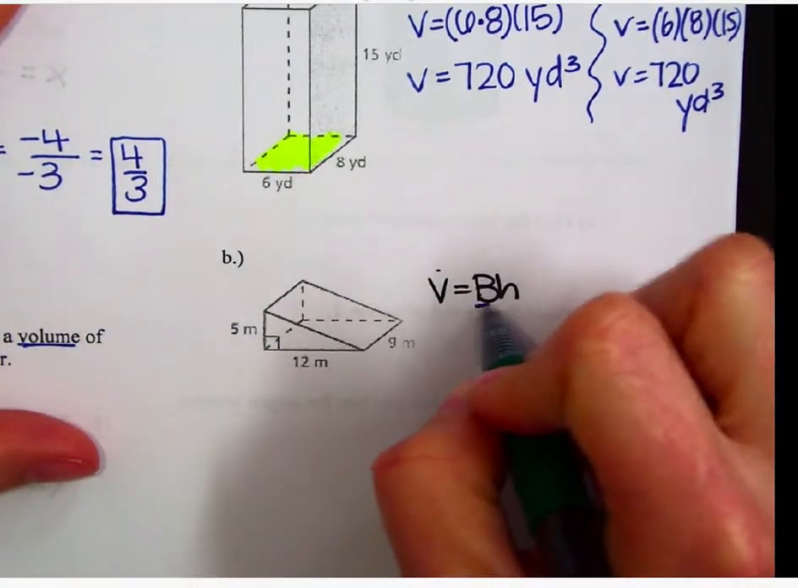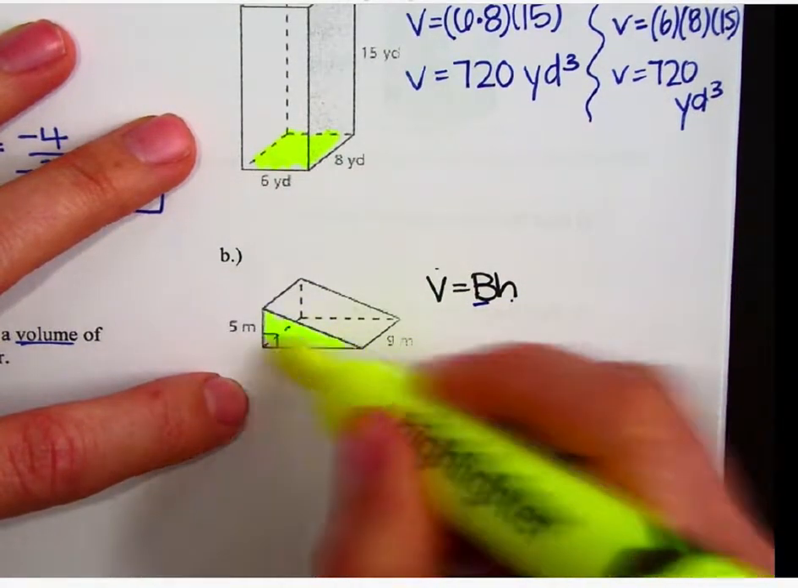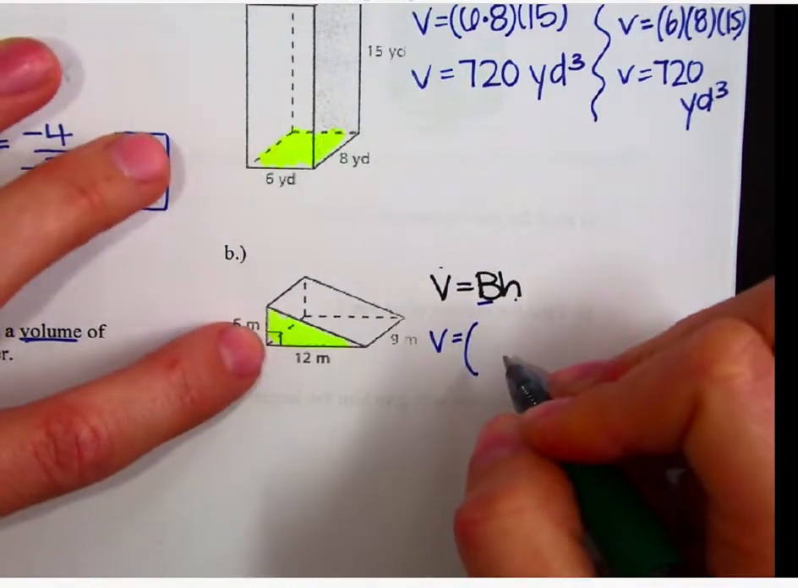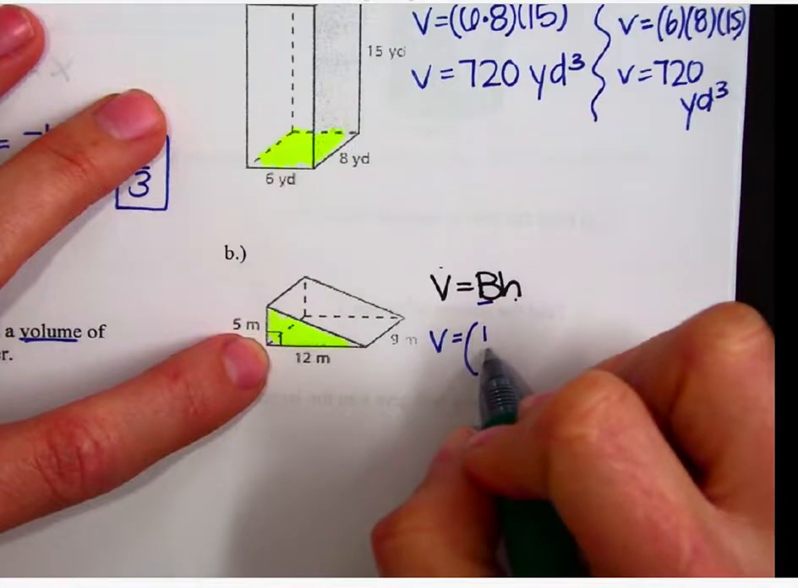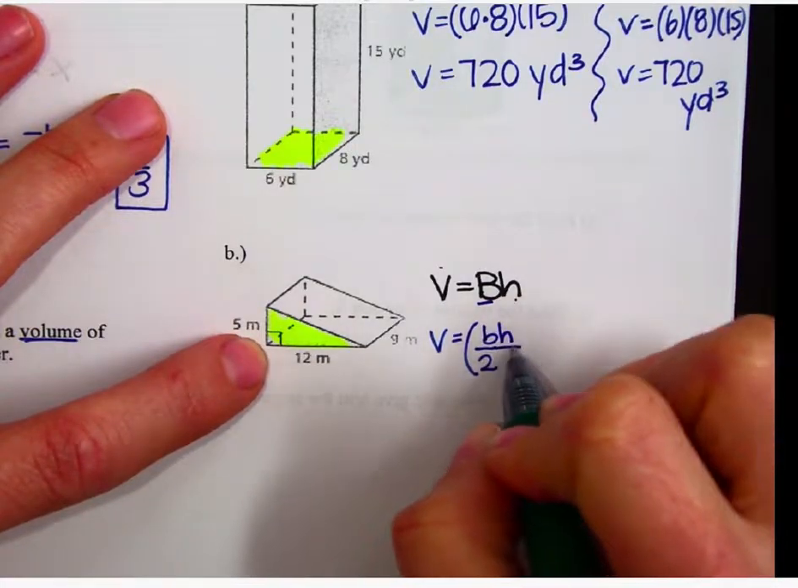All right, for part B, since this is a prism, we follow the same formula, area of the base times the height. So in this prism, our base is a triangle. So if we want to find the area of the base, we need to remember how to find the area of a triangle, which is 1/2 base times height, or base times height divided by 2.